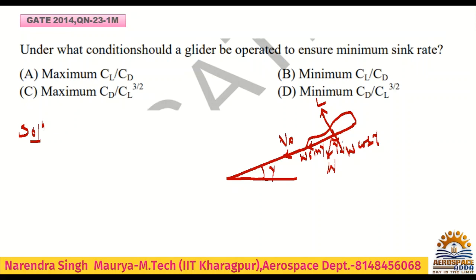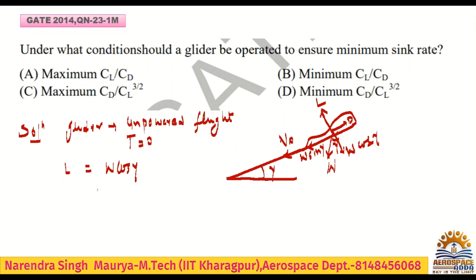All right, and opposite to this motion we will have a drag force. Obviously it is a glider. Glider means unpowered flight, that's the meaning of it. So thrust will be 0 for this. If you resolve all the components, we'll have L equal to W cos gamma, and drag D equal to W sin gamma. Yes or no? All right.